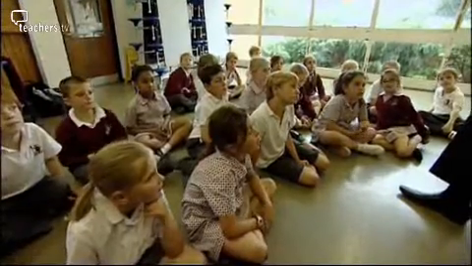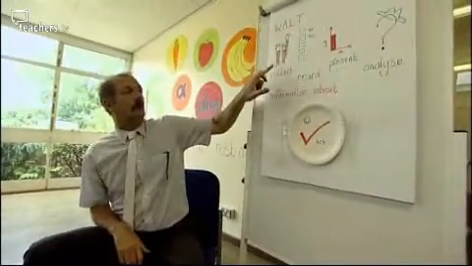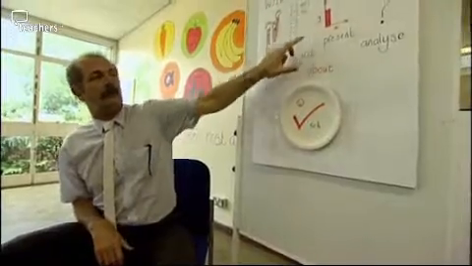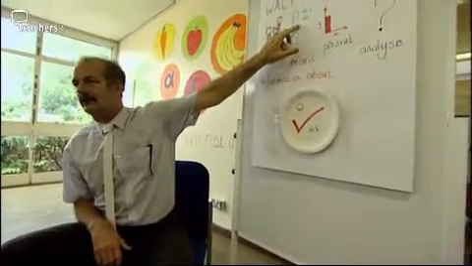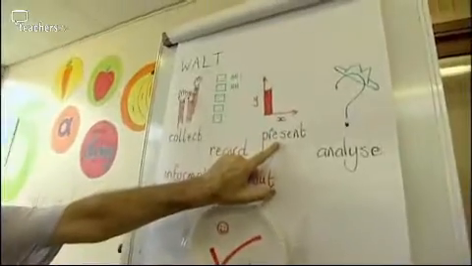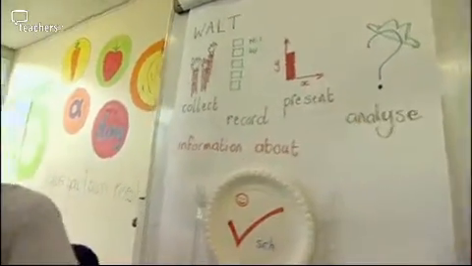OK, so let's see what we're actually going to do today then. We are learning to collect information. We're going to record that information in a tally chart. We're then going to present that information as a bar chart. And then we're going to come up with some really grand questions that we can ask about that information.